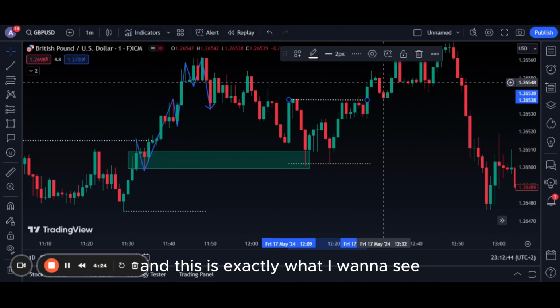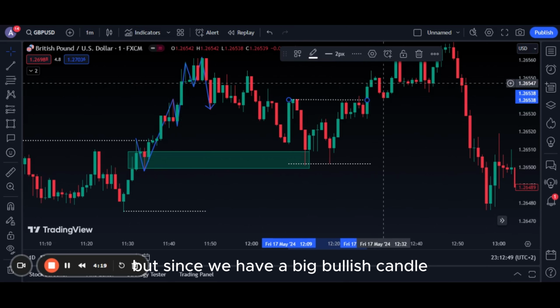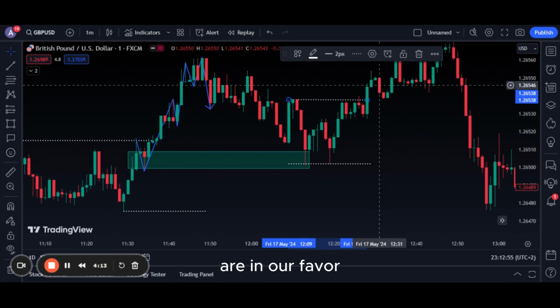And this is exactly what I want to see, because not only it shifts the market to the upside, but since we have a big bullish candle, there is a lot of momentum behind the move. So our probabilities behind these type of setups are in our favor.